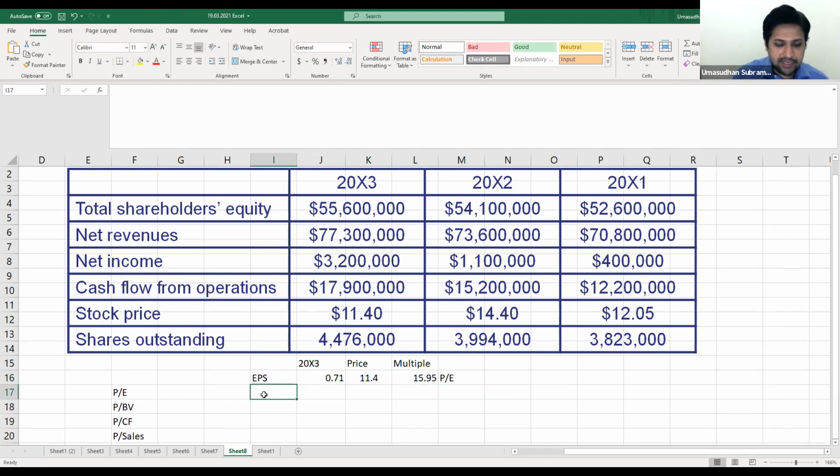Okay, now number 2. I'm going to calculate the price to book value. So book value per share. How do you calculate it? Can someone tell me how we calculate the book value per share here? What do you take? Equity divided by shares outstanding, because equity is your net asset value, assets minus liabilities. So 55,600 divided by 4,476,000 gives you 12.41. And then your price is a constant number, so I just drag it across for all 4 multiples. So then I'm saying price divided by book value per share, 0.91.